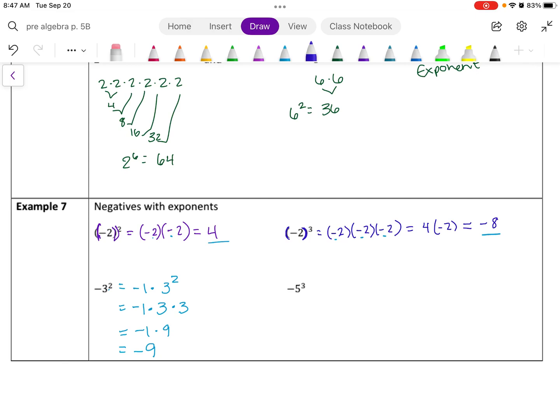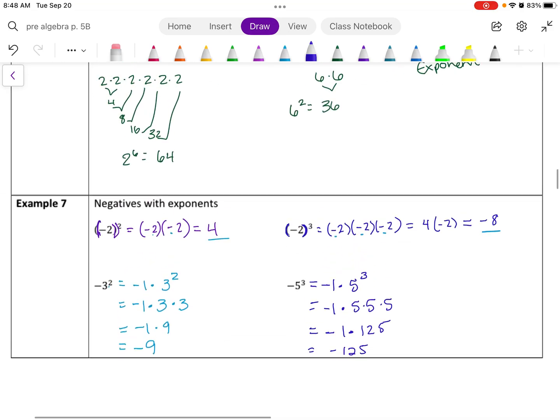Same with our negative 5 to the third. Again, it's not in parentheses, so the negative isn't to the third power. This is really like having a negative 1 being multiplied by 5 to the third. Since it's 5 to the third, we only have negative 1 one time, but we have 5 three times. 5 times 5 times 5 is 125. So we really have negative 1 times 125, which is negative 125.